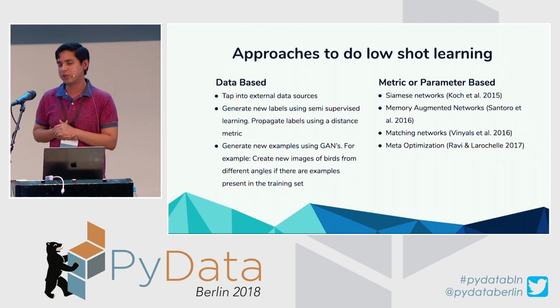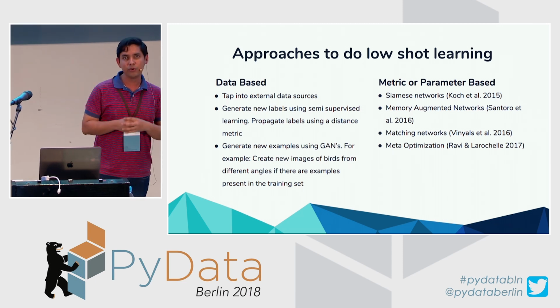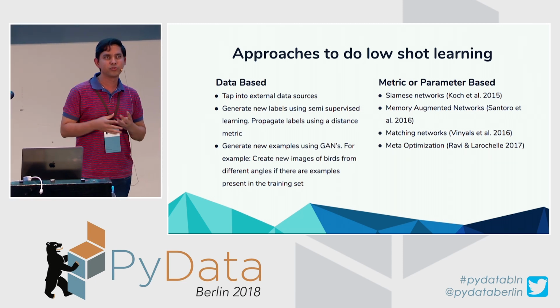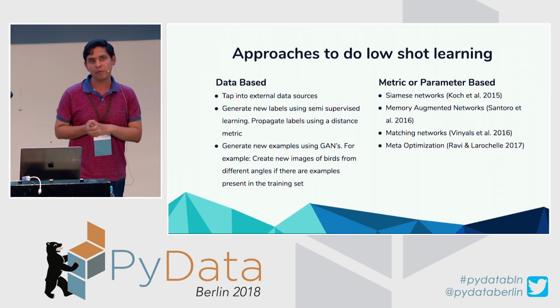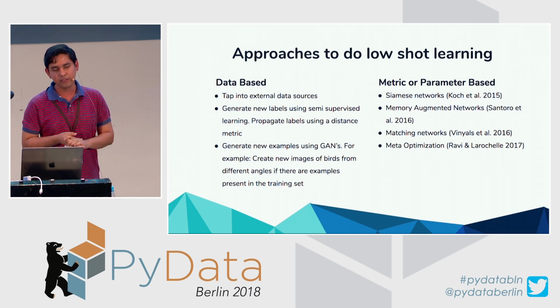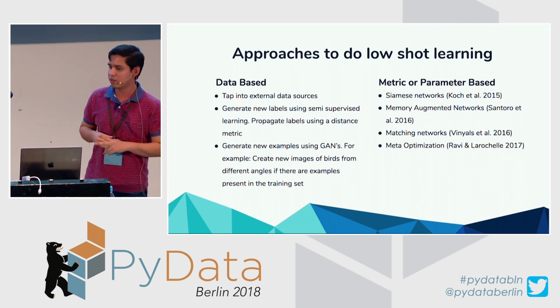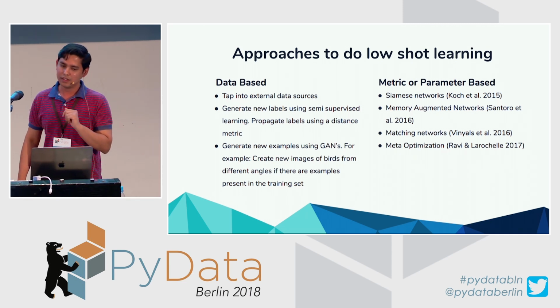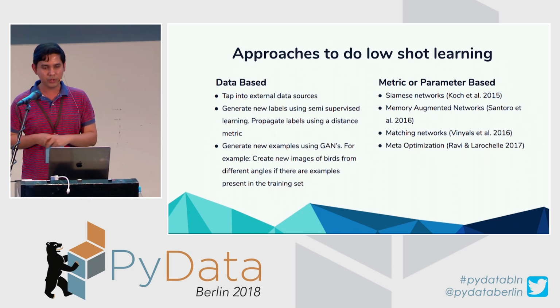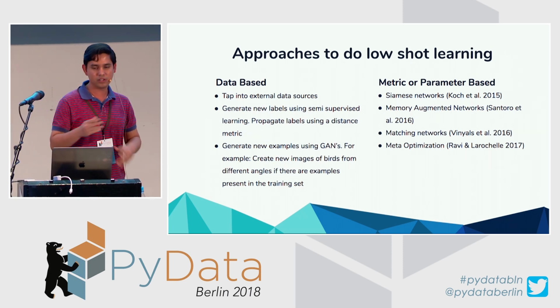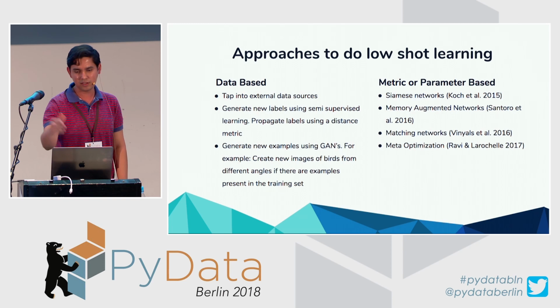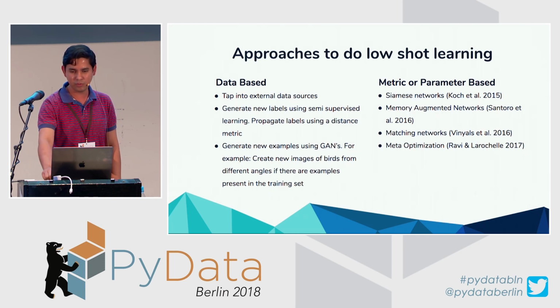And then comes the metric or parameter-based approach. There are 4 papers. I just chose 4 papers. These are the most popular papers that you can get. First thing is Siamese networks by Koch, Zemel and Ruslan Salakhutdinov. Second thing is memory augmented networks, matching networks, and meta-optimization. I'll talk about them in depth in the next few minutes.